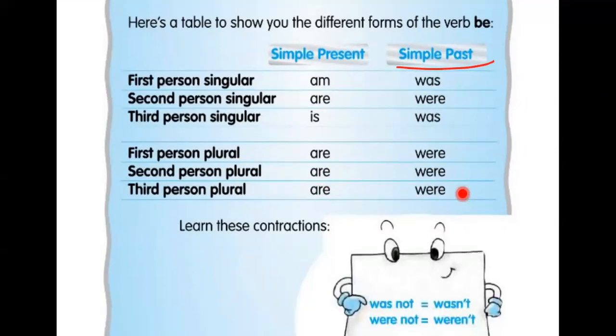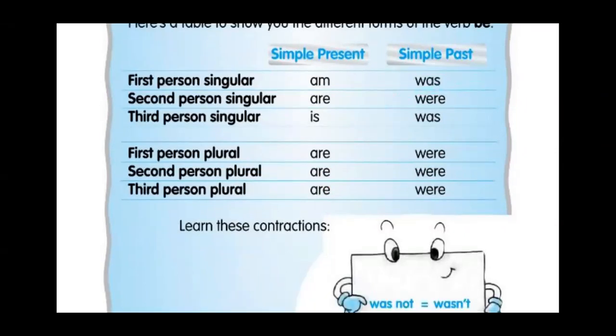So have you understood this one? Yes, very easy. The one thing is, in simple past tense which two helping verbs do we use? Was and were. But in simple present tense we use am, are, is. These three helping verbs we use. Here we use two helping verbs, here we use three helping verbs: am, are, and is.